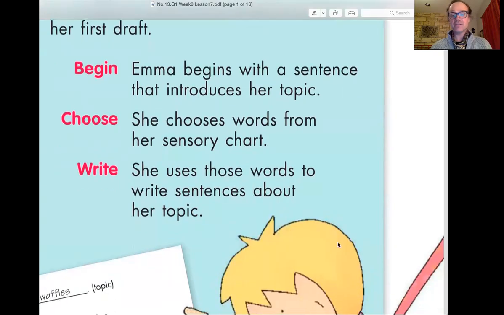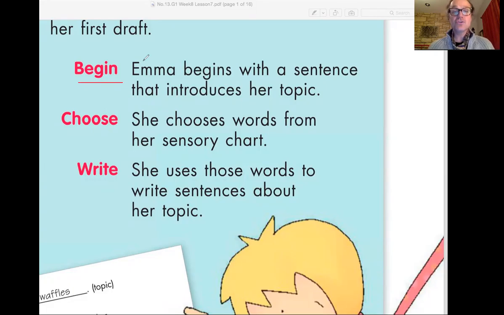And it says right here, to begin, Emma begins with a sentence that introduces her topic. That's how she begins her writing. Emma begins with a sentence that introduces her topic. It just starts to talk about it. And then the next part is she chooses words from her sensory chart.